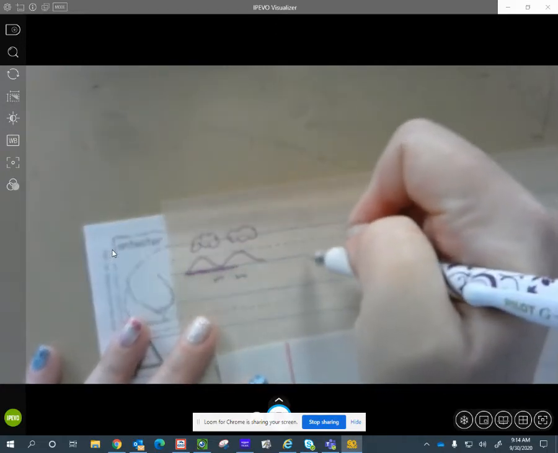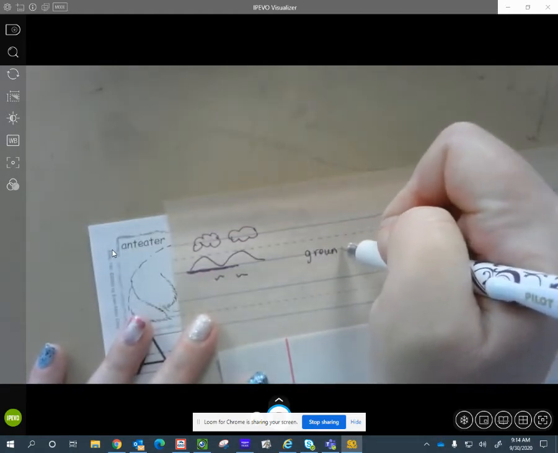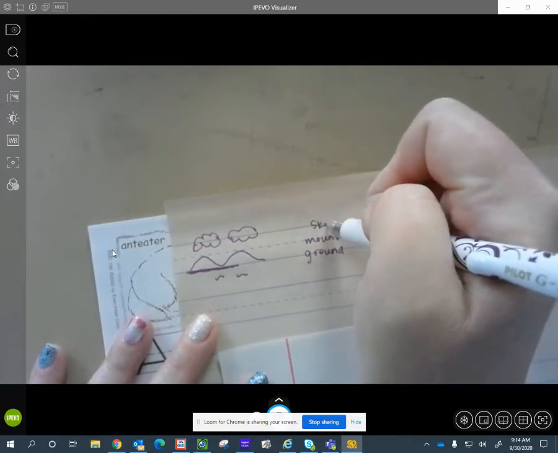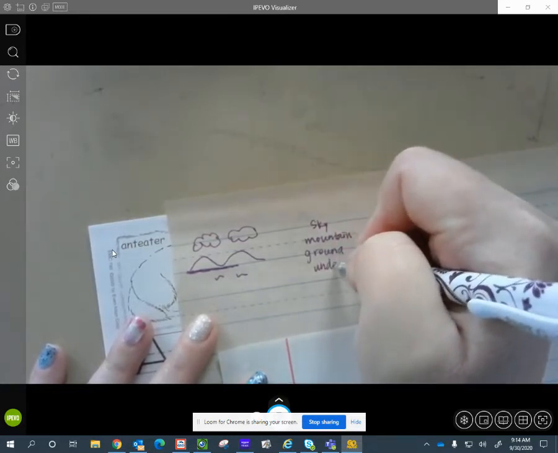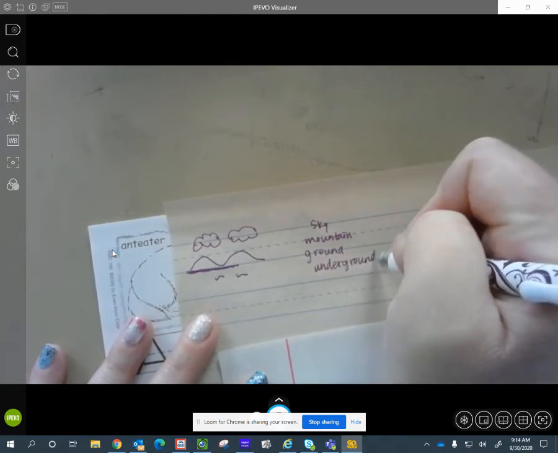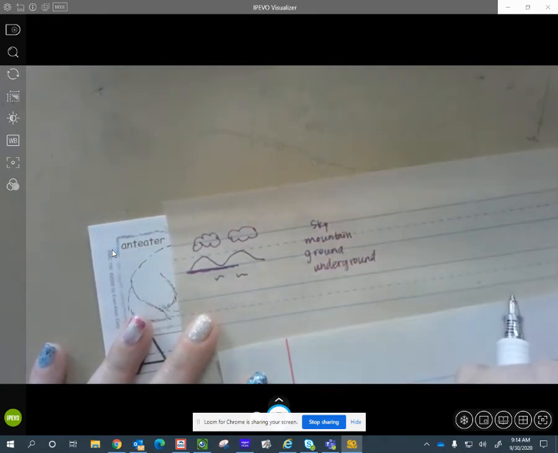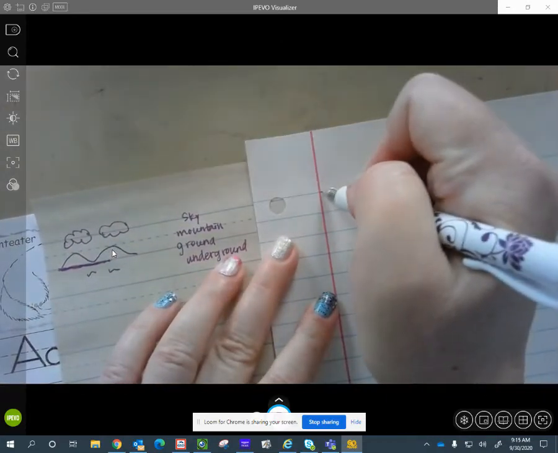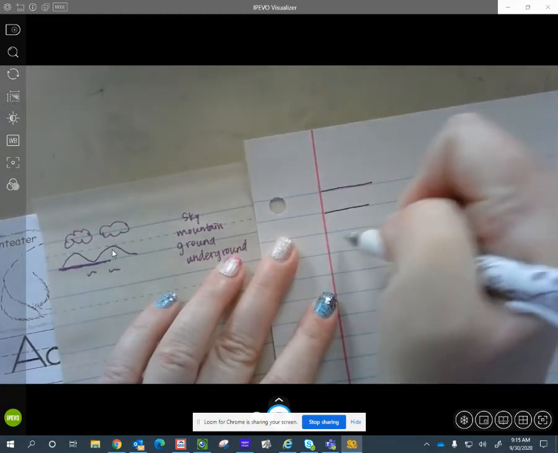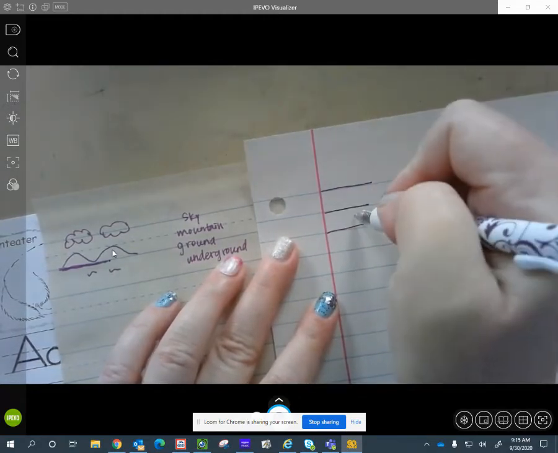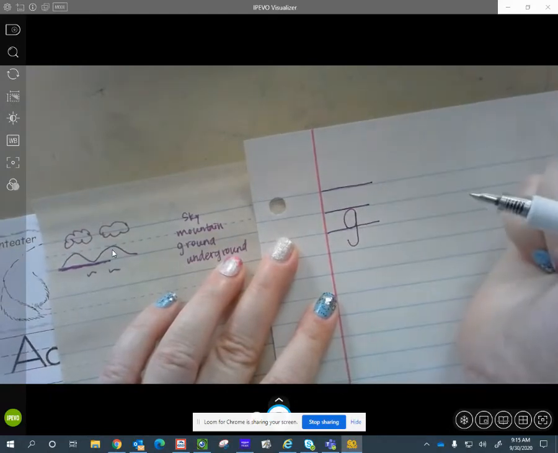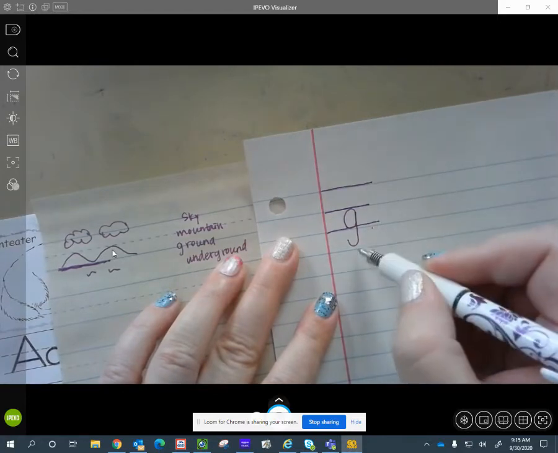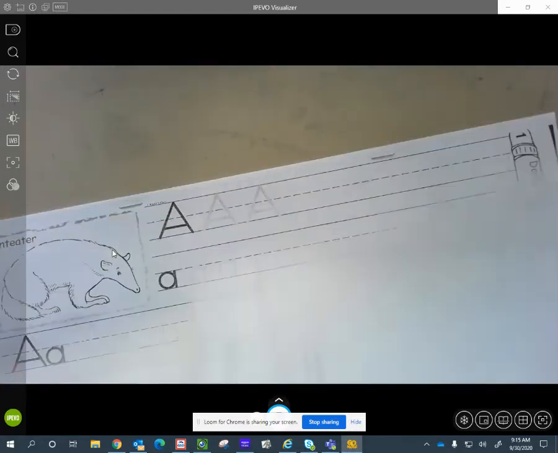Okay, so I have the ground, the mountain, the sky, and underground. So when I talk about things, I might say it like that just so you know which line I'm talking about, okay? If you just have a paper like this, I can have this top line here be the sky, the mountains, the ground, and underground. So if I was doing something like a G, it would go underground there. So if you just have lined paper, you can just use the 3 lines, and then I would skip the underground part, and you can do 3 more.